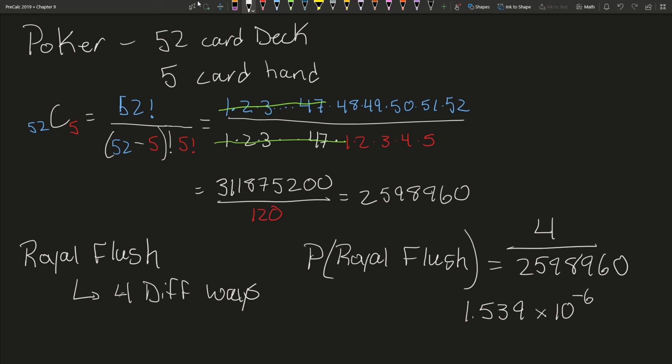Okay, so we've done permutations, we've done counting principles, and we've done combinations, which are really just a tool of probability to see how many different possible outcomes there are.